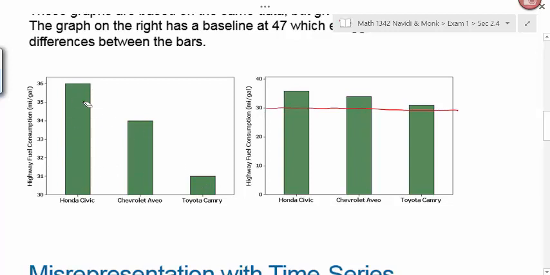We've exaggerated these differences, but both of these are accurate graphs or precise in the information that they're displaying. But on first glance and first impression, this one makes it look like Honda's the way better vehicle. Toyota would not publish this graph. Toyota would publish this graph. Honda would be more inclined to publish this graph.